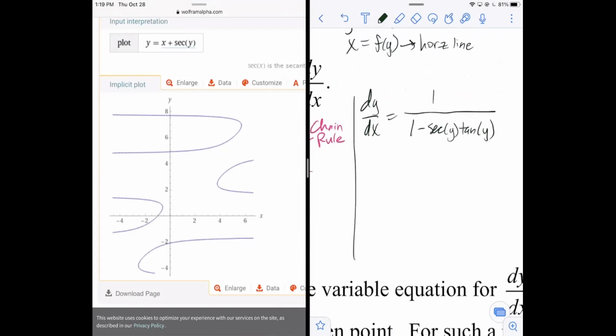I don't even know if I want to try it out, but let's see. Secant and tangent. If you plugged in an x value like pi thirds, pi thirds would be somewhere in here. You would be able to find the slope of the graph right here.